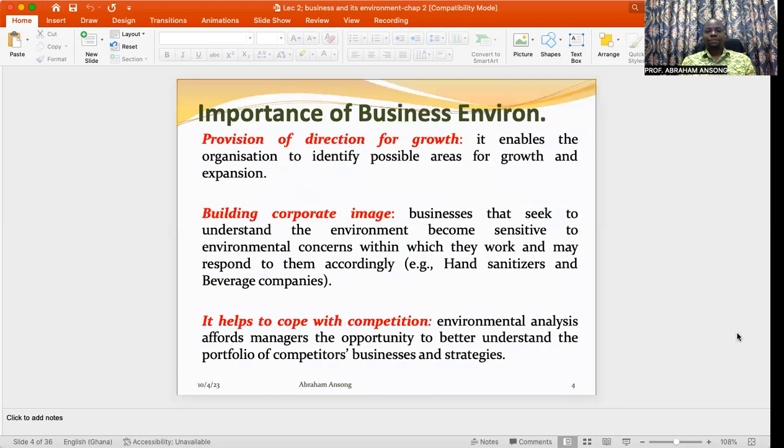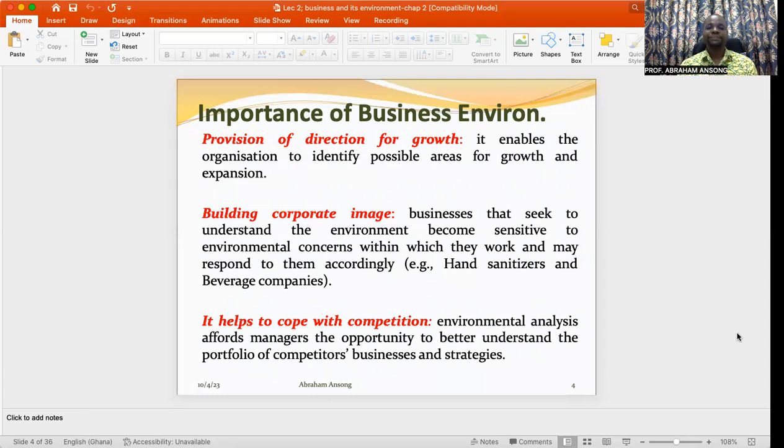Importance of the business environment. Why is it important as a business person to understand your business environment, to know the forces that have the tendency of influencing your business? First and foremost, it provides the opportunity to know the direction of growth in the industry. Okay, so it enables organizations to identify possible areas for growth and expansion. If you pay attention to the business environment, that is where opportunities might emanate.